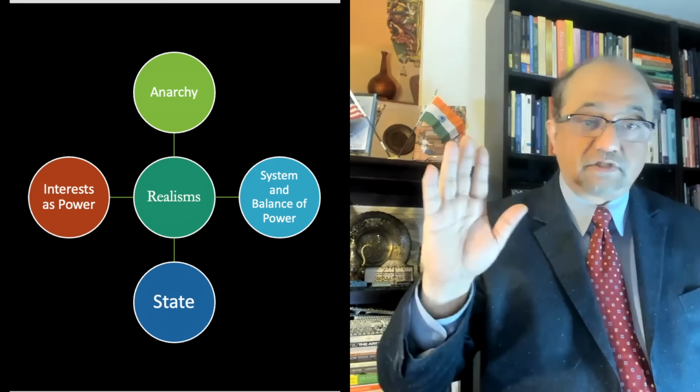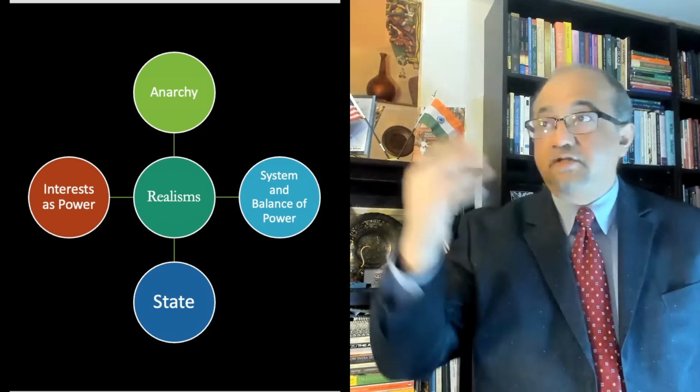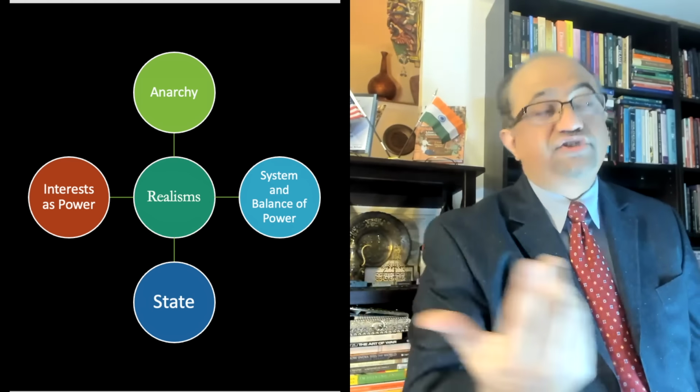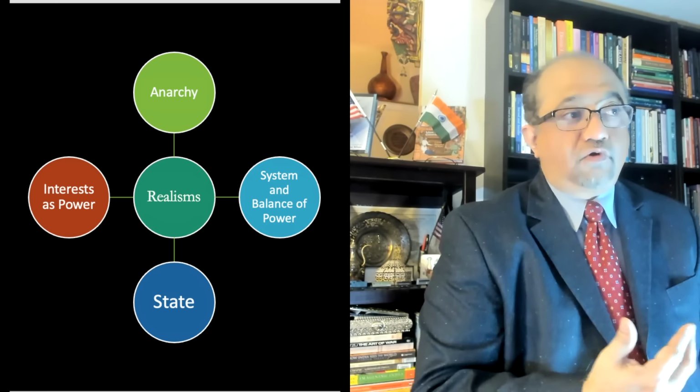So let me summarize the four things that you need to remember when you are dealing with realist thought. Number one is their ontology. They assume that the world is anarchical. They don't care about the UN. They don't believe that the United Nations has changed the world in such a way that it is less anarchical because there's order and law.